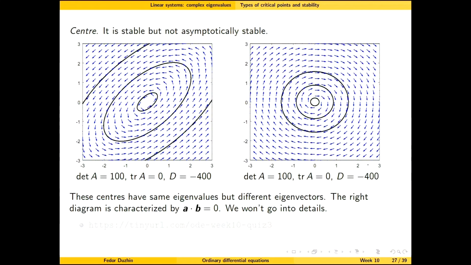Now centers can also be kind of skewed, right? Then this is how it looks, but I don't want to get into details, so here is a little quiz for you. That's all I'm going to say about spiral points and centers.